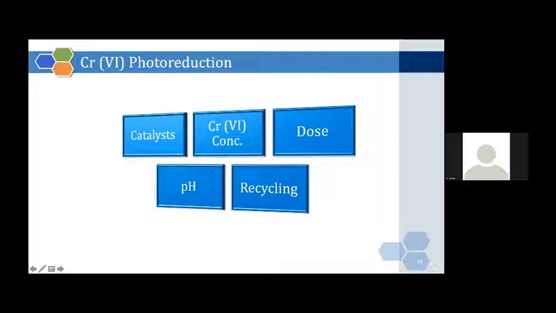The second part is hexavalent chromium reduction. To understand the importance of supporting on MCM and the mixing with zinc sulfide, the photocatalytic performance of these photocatalysts were evaluated by photocatalytic reduction of hexavalent chromium to trivalent chromium under UV irradiation. We will study the effect of different catalysts, effect of chromium concentration, effect of dose, pH, and recycling.